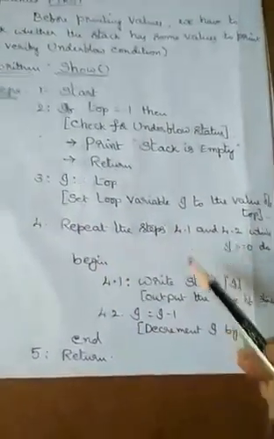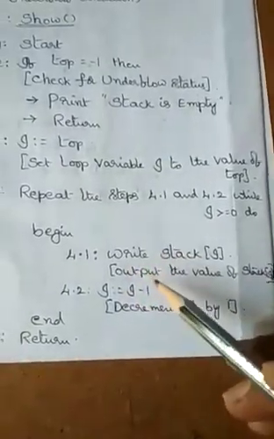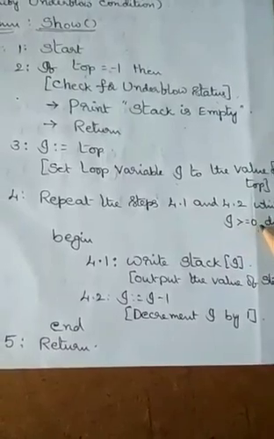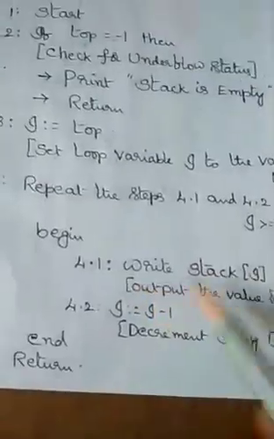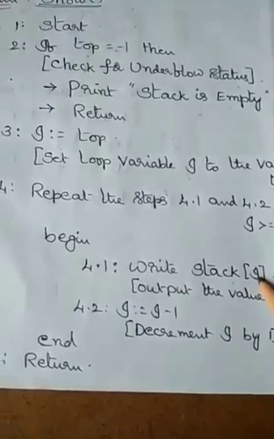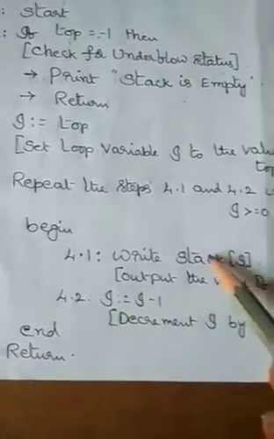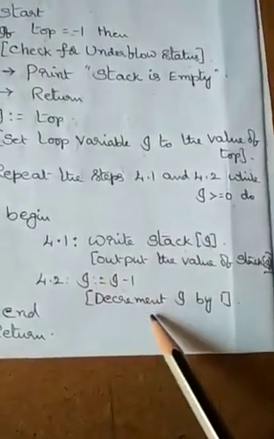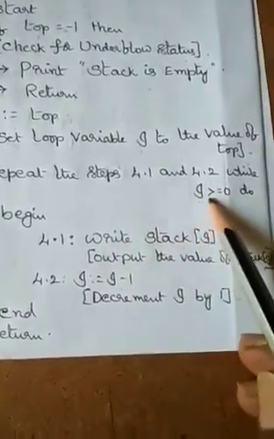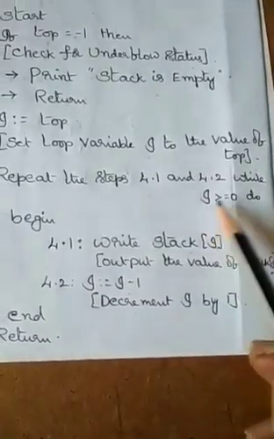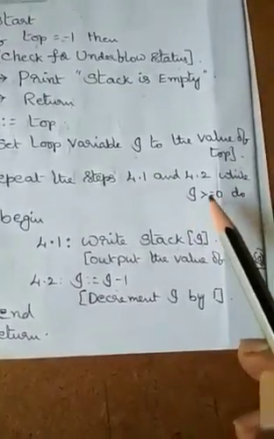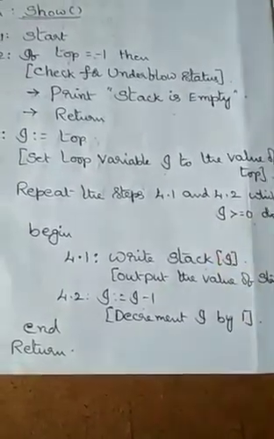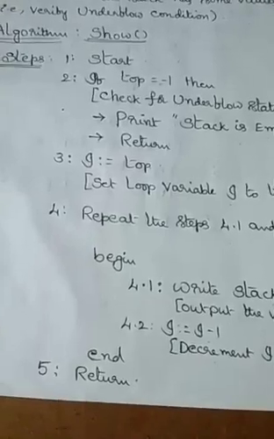Then repeat these two steps while the value of I is greater than or equal to 0. Write the value of stack of I, that is, the ith element. The value present at the ith element of the stack is displayed first, and then the value of I is decremented by 1. This continues while the value of I is equal to 0 or greater than 0. When the value of I becomes less than 0, it stops. So this is your show function.